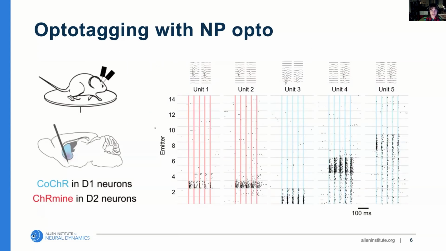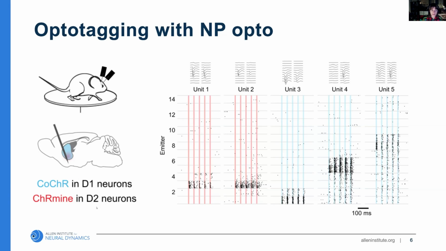In our case, we are using these probes to optotag different cell populations in the brain. In this example experiment, we used a genetic strategy while recording from dorsal striatum. We used a genetic strategy to induce the expression of ChR, which is a blue-shifted opsin, in striatal D1 neurons, and ChRmine, which is a red-shifted opsin, in striatal D2 neurons.